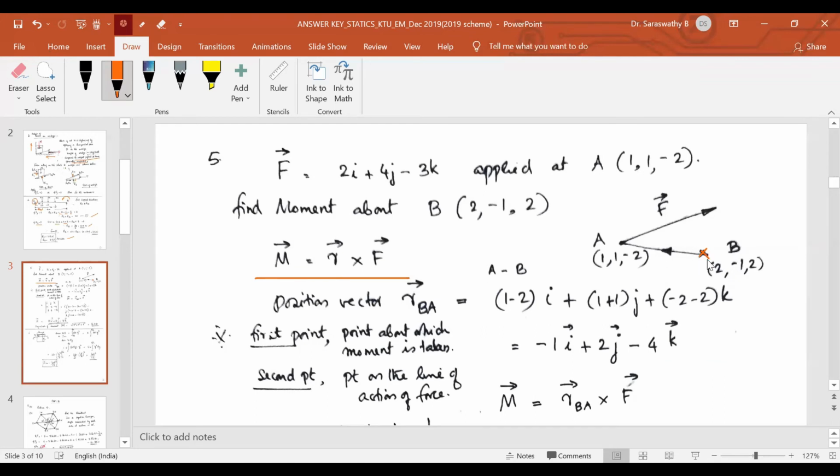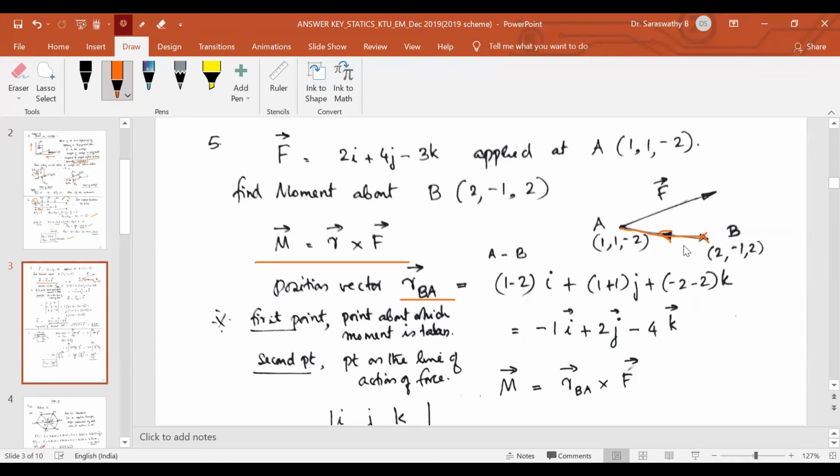So from that point B, draw a line to any point on the line of action of F. From B, connect any point on the line of action. So I'm connecting B to A. So draw this arrow, B to A. So you have to find out the position vector RBA. That is from the point where you have to take the moment.